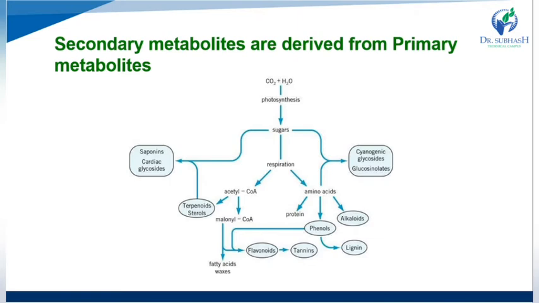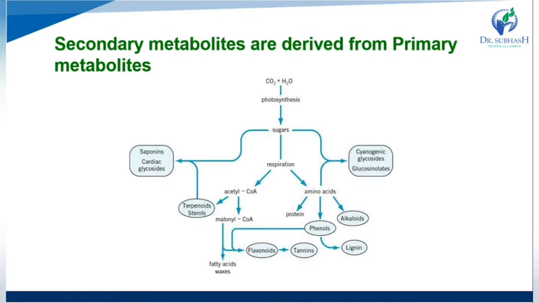First CO2 plus H2O are combined, and the photosynthesis reaction follows. Then they make sugar, which is one type of carbohydrate. So primary metabolites are generated, then the sugar gives saponin glycosides or cardiac glycosides, and also cyanogenetic glycosides and glucosides, that is glucose-containing glycosides. Cyanogenetic glycosides, saponins and cardiac glycosides are all derived from the sugar.